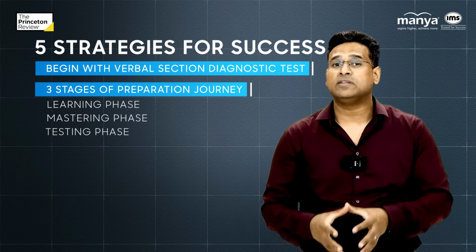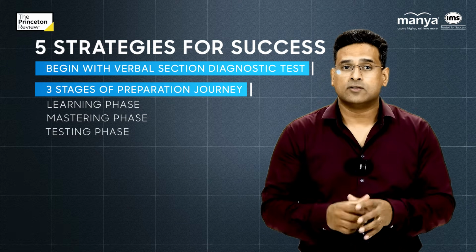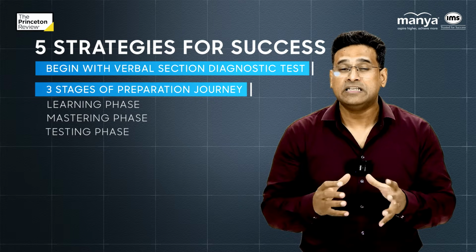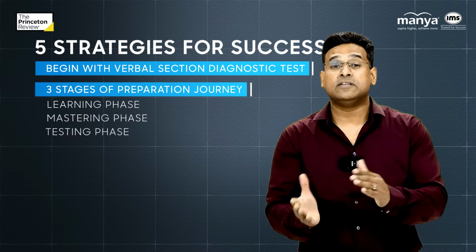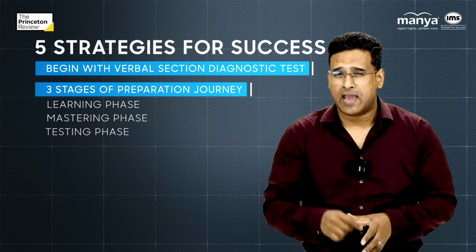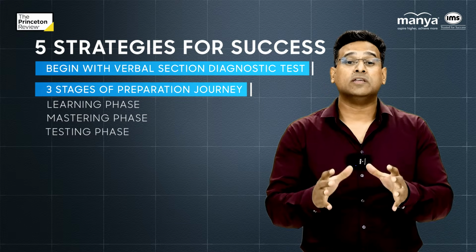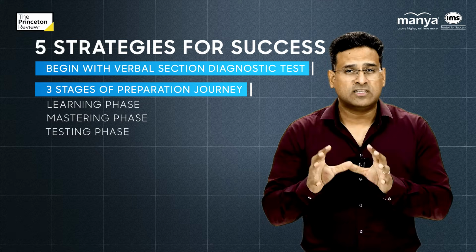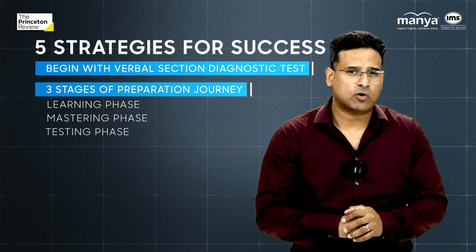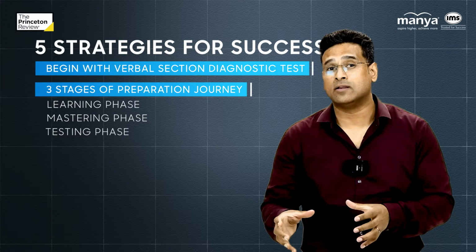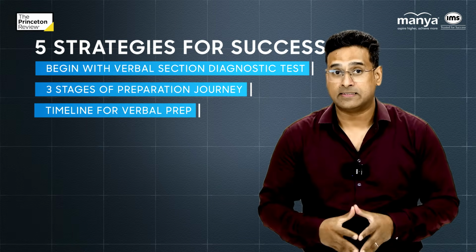Then the third and final stage would be the testing phase. In this last and final phase, you will take complete verbal section tests to build the stamina and mental agility needed for the actual exam. This phase develops your ability to switch seamlessly between CR and RC under test conditions and refines your time management to ensure that you complete all 23 questions within the 45-minute time frame. So these were the 3 stages of preparation. Make sure you clearly identify which stage of learning you need to begin your prep in so as to not waste any precious time.